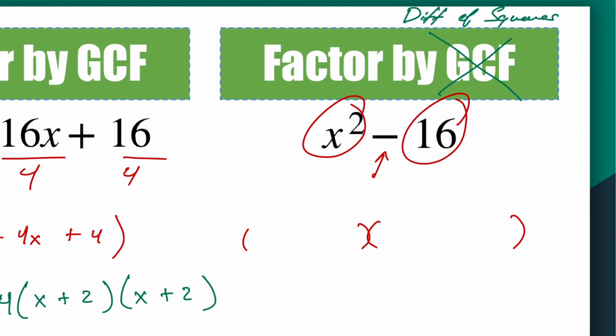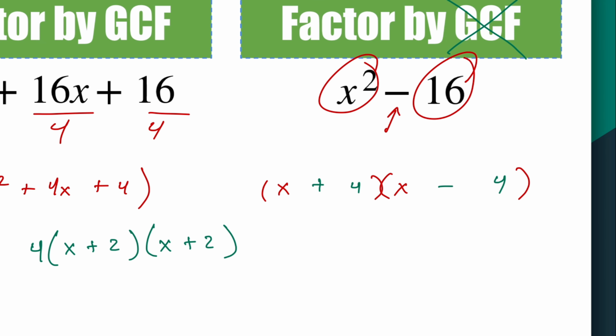We take the square root of x squared, which is just x, and we put it in the place of both the first ones. And then we take the square root of the second one, so the square root of 16 is 4. We put it in place of both the second terms, but we make one plus and one minus, okay?